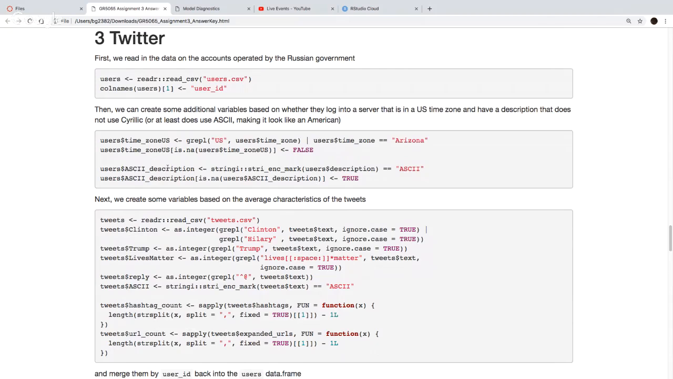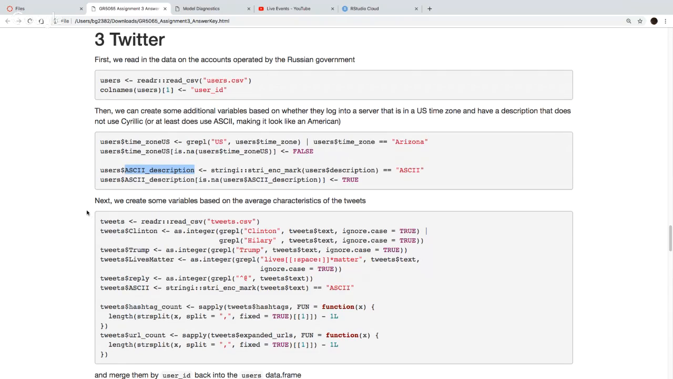Anyway, you can check whether their description of themselves was in ASCII, which is sort of a bare minimum to suggest that they might actually be an American, but that may catch some other people in other languages. Then we can get some characteristics of the tweets, like how often do they mention Clinton or Trump or Black Lives Matter? How often are they replying to somebody else's tweet? Is the tweet in ASCII? How many hashtags does it have? Does it have URLs? Things like that.